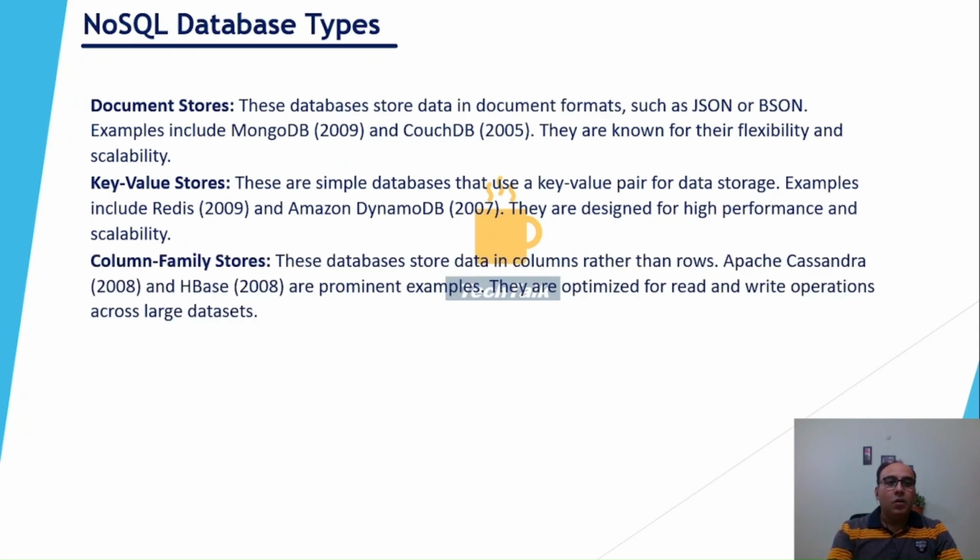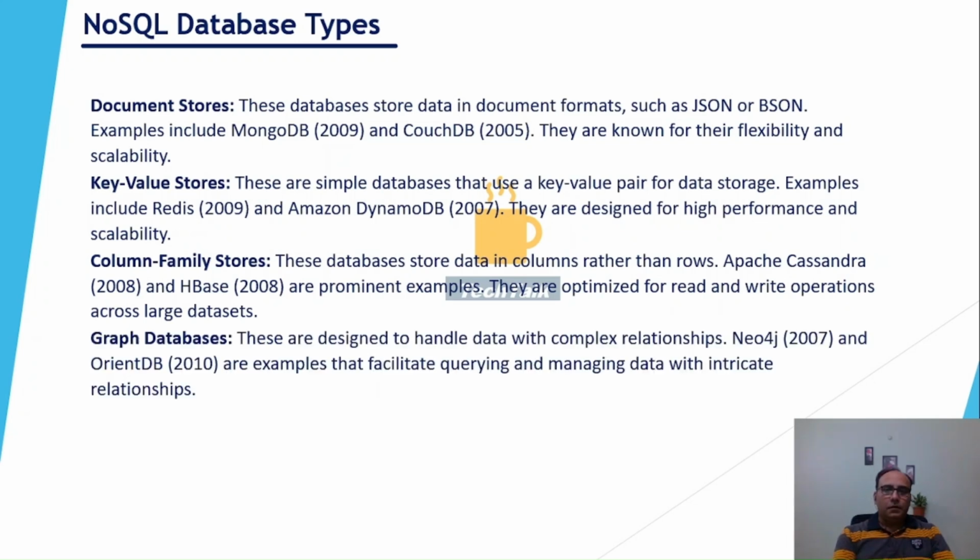Then we have column family stores. These databases store data in columns compared to rows. Apache Cassandra and HBase are basically examples of column family stores. These are useful when you are having high read and write operations and you are having a large database. In such cases, column family stores are quite useful.